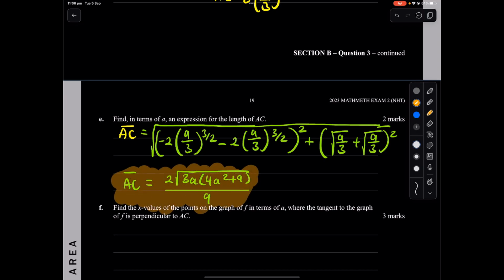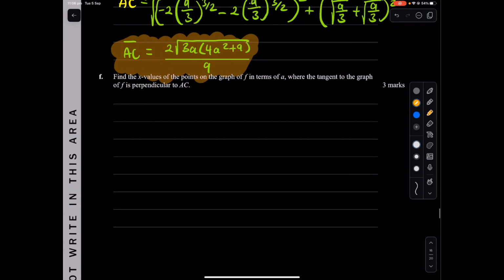Find the values of x for the points on the graph of f, in terms of a, where the tangent to the graph of f is perpendicular to AC. What I'm going to do here is make my life easier and say, what's the gradient of AC?